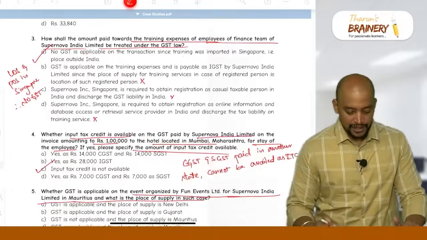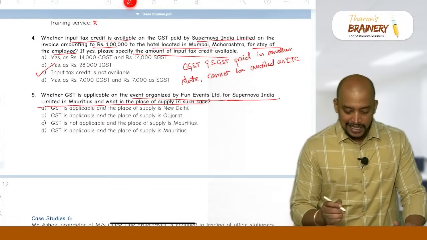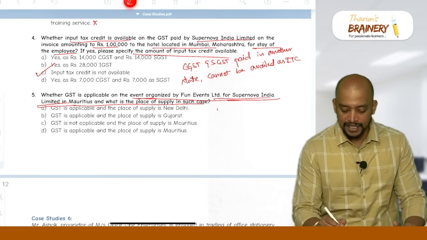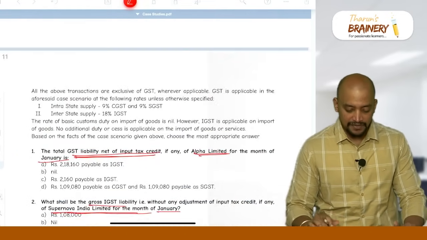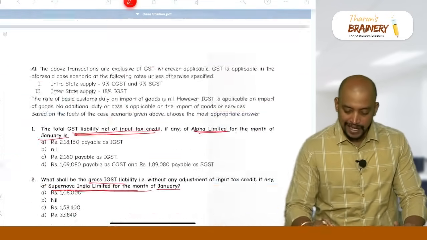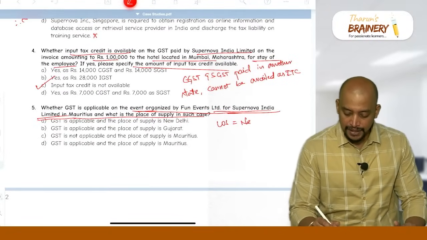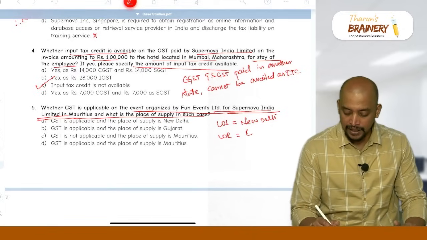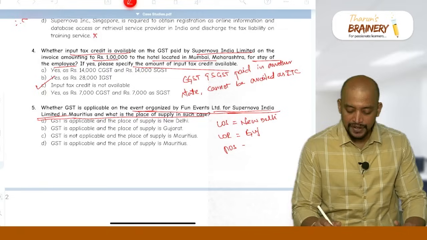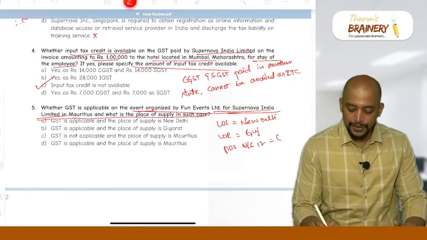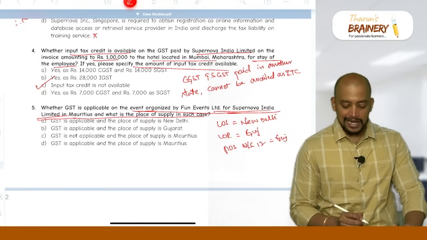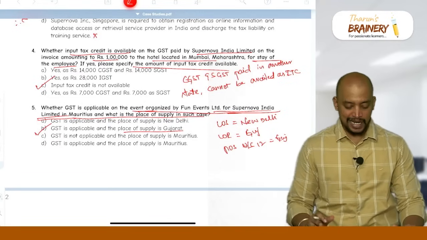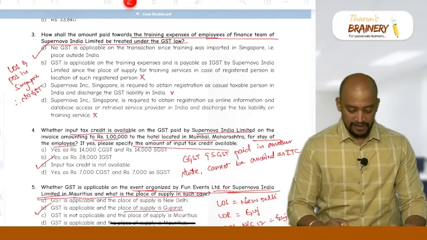Now, they have asked one question related to this: whether GST is applicable on the event organized by Fun Events Limited for Supernova India Limited. Location of supplier: where is Fun Events located? Fun Events is located in New Delhi. And where is Supernova located? Location of recipient: Gujarat. What will be the place of supply under section 12? Gujarat. So therefore, in this case, the place of supply is Gujarat and GST will be applicable. Okay, so that is the answer for the 5th MCQ.